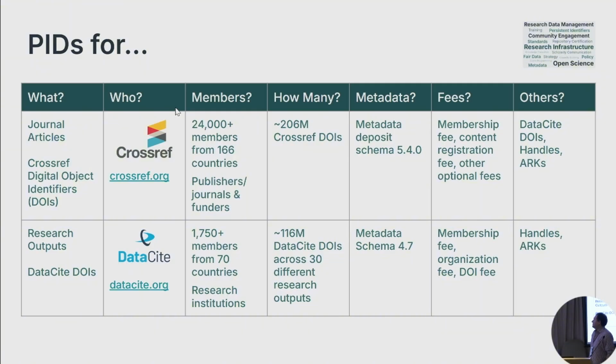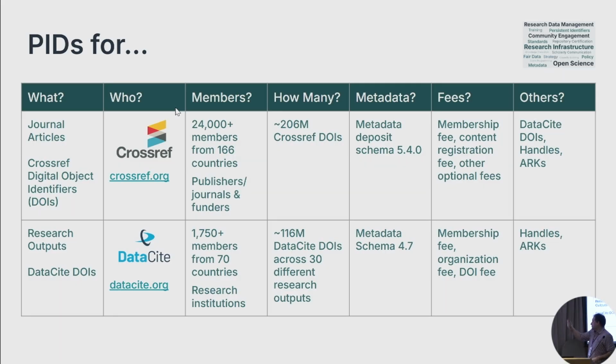They have a specific metadata schema. Because it's a member organization, only members can actually create these Crossref DOIs, and that comes with associated fees. If you're not using a Crossref DOI, there are alternatives, including DataCite DOIs, handles, and archival resource keys. I'll talk a bit about those later.